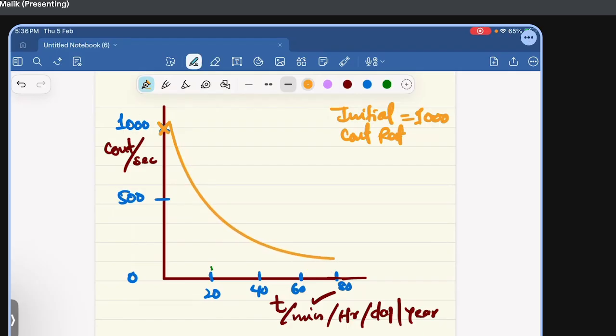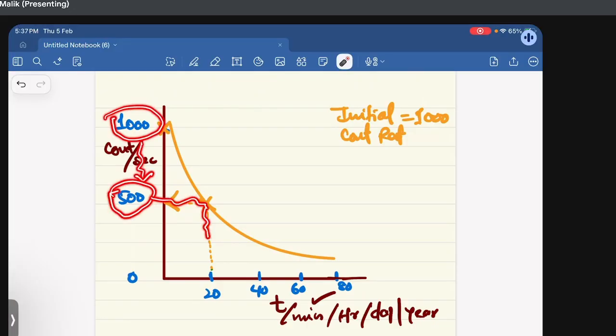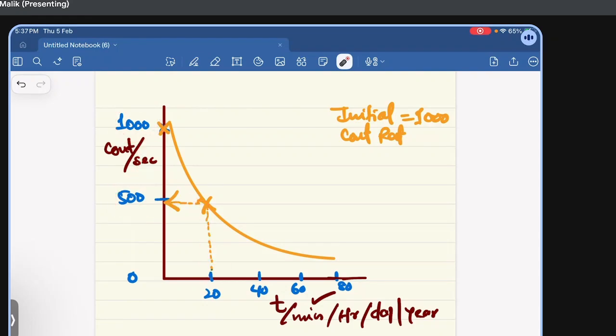Yeah, now see. See बच्चों, 20 से हम ऊपर आते हैं. Here it is touching, and if you go to the left side, 1000 counts are reduced to 500 in how much time? Mishal, they are reduced to 500 in how much time? 20 minutes. So that's why the half life of this radioactive sample is 20 minutes. So this is the first half life.